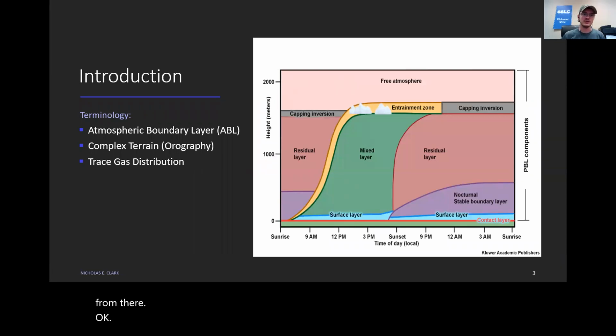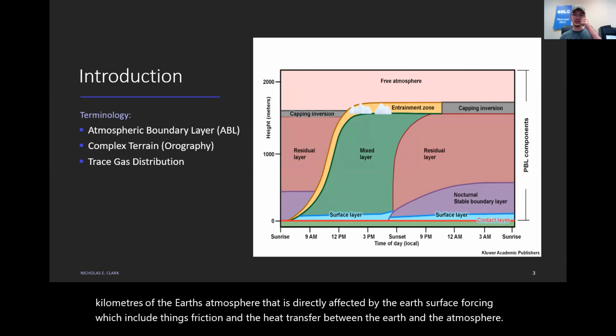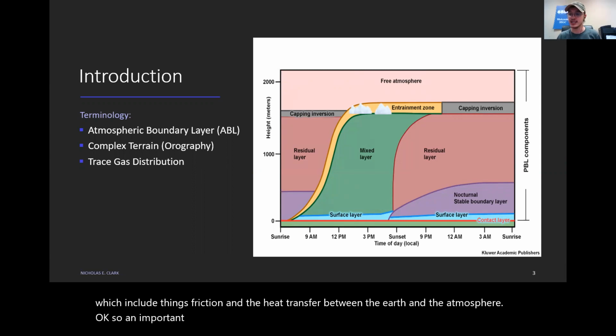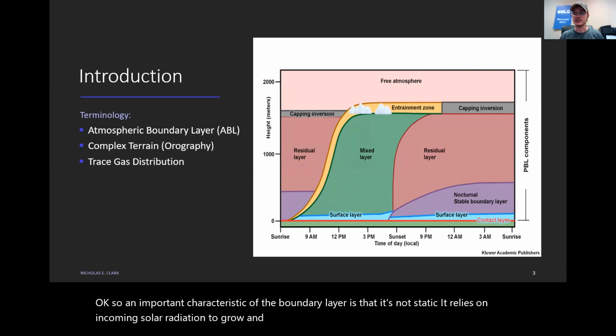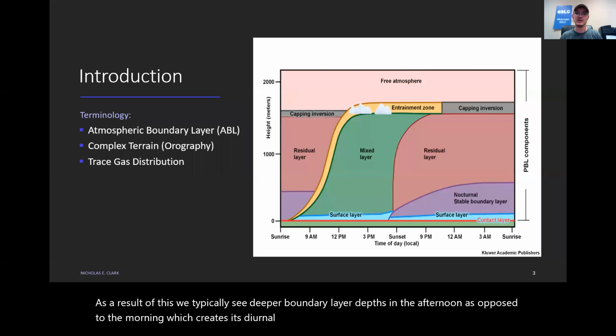Okay, so what is the atmospheric boundary layer? The boundary layer is the lowest 2 to 3 kilometers of the Earth's atmosphere that is directly affected by the Earth's surface forcing, which include things like friction and the heat transfer between the Earth and the atmosphere. Okay, so an important characteristic of the boundary layer is that it's not static. It relies on incoming solar radiation to grow in depth. Okay, so as a result of this, we typically see deeper boundary layer depths in the afternoon as opposed to the morning, which creates its diurnal cycle or its daily cycle.